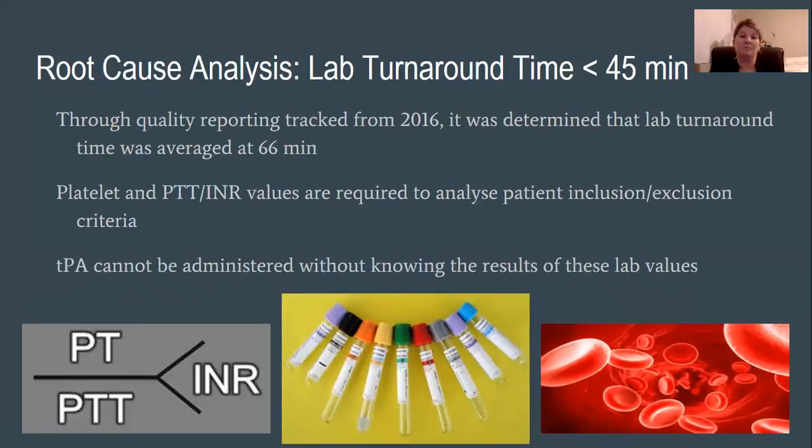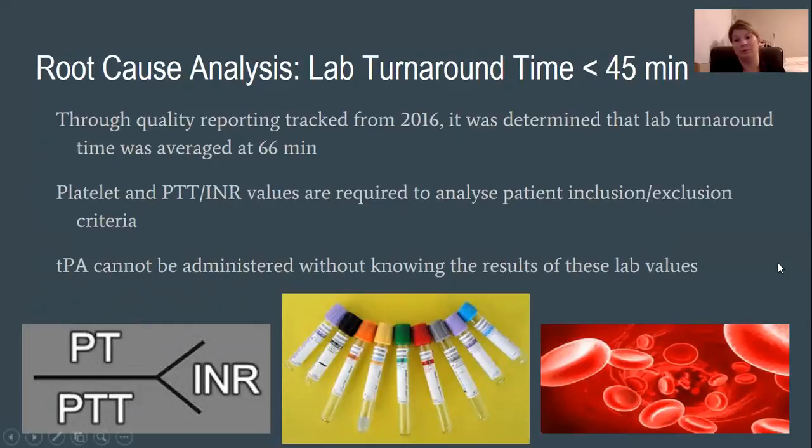So platelet and PT/INR values are required to analyze the patient's inclusion and exclusion criteria. If the platelets are too low, the patient can't receive TPA. If the INR is too high, the patient cannot receive TPA. And that's part of the inclusion-exclusion criteria that are used as a resource in the stroke box.